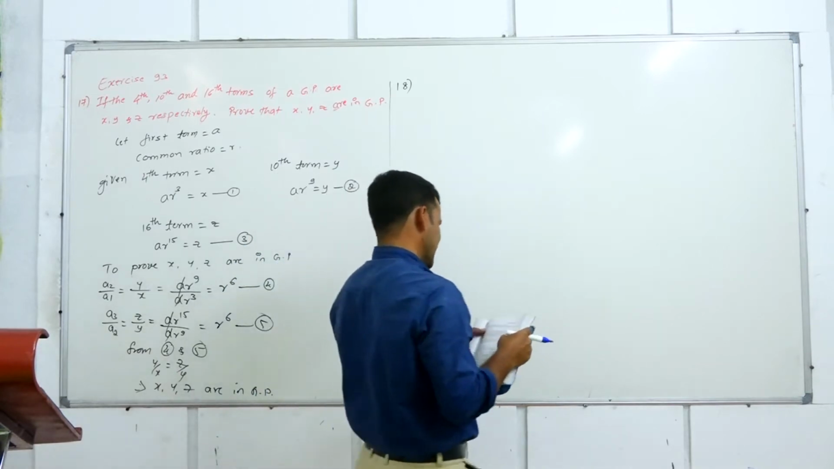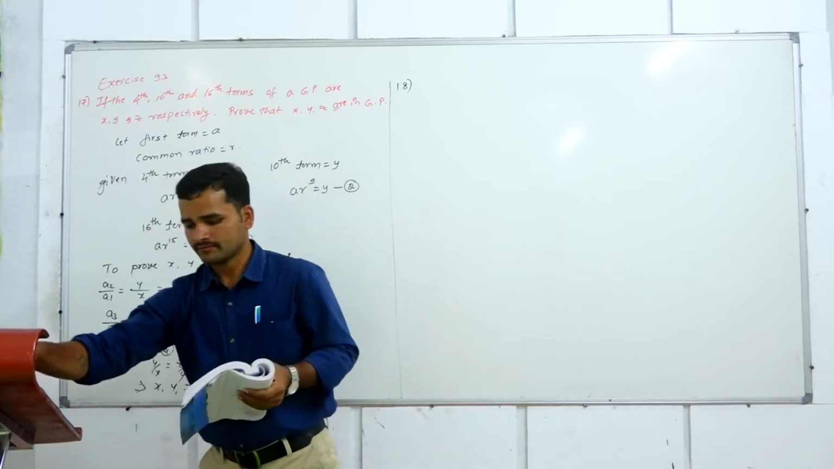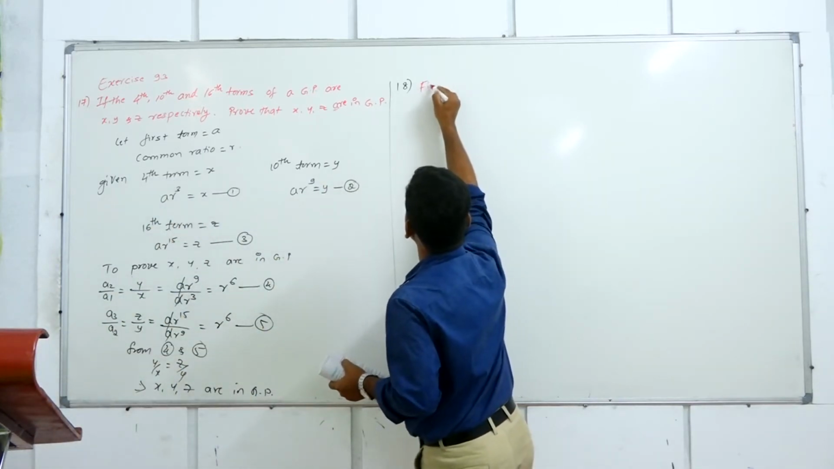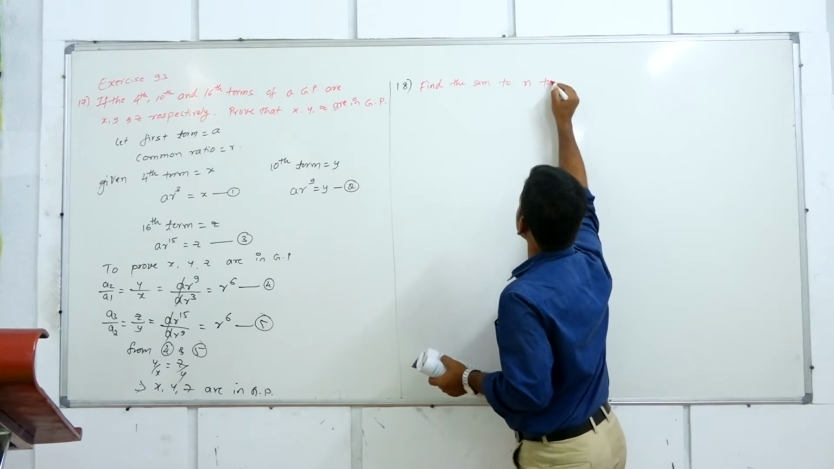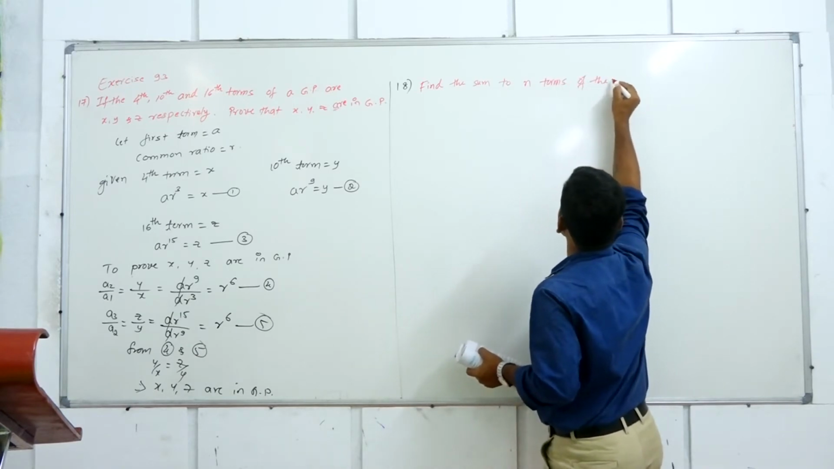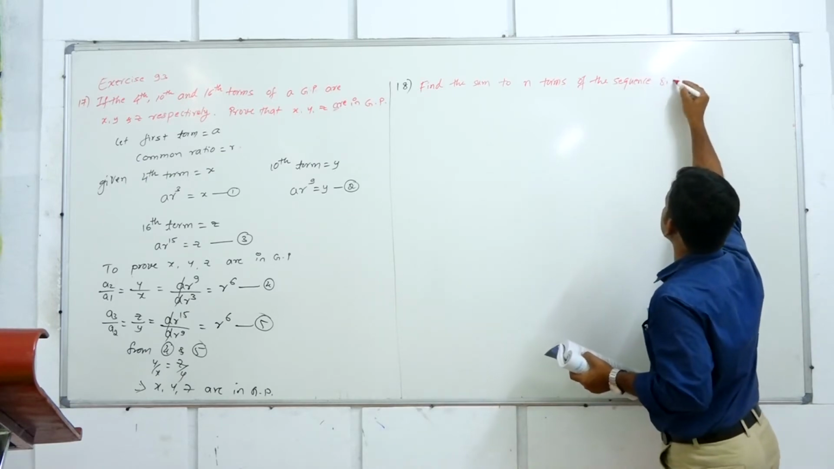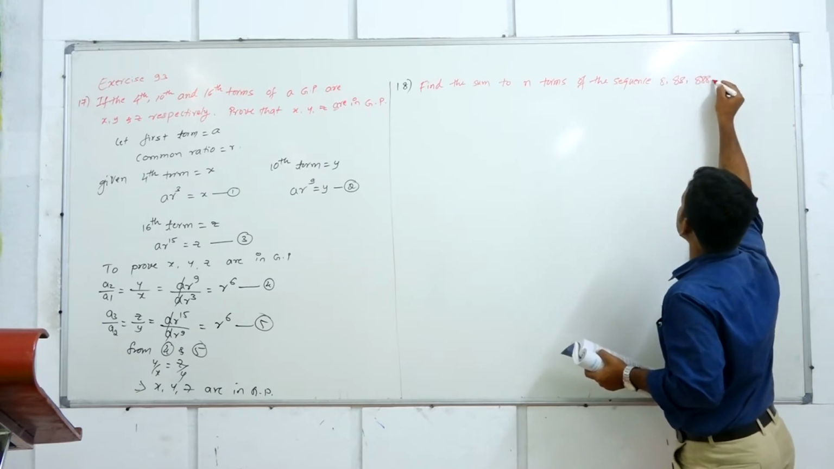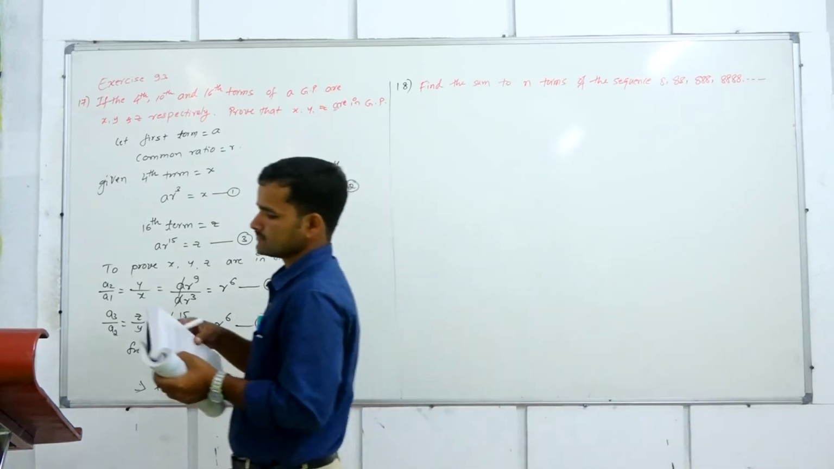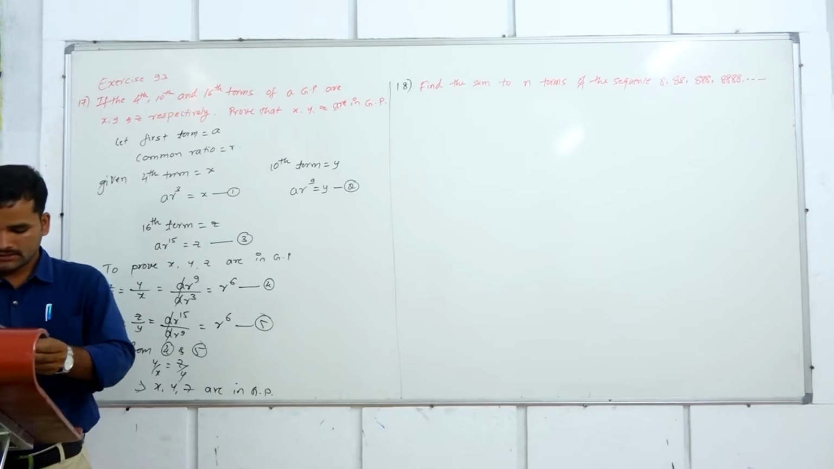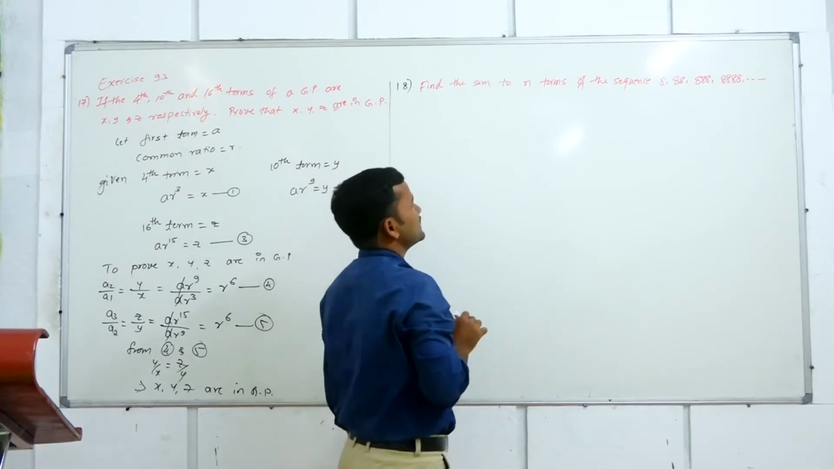Find the sum to n terms of the sequence 8, 88, 888, 8888, and so on. Sum to n terms we want.